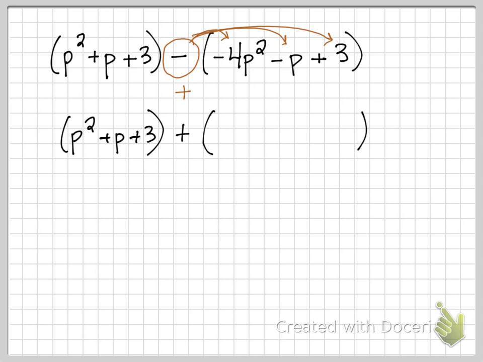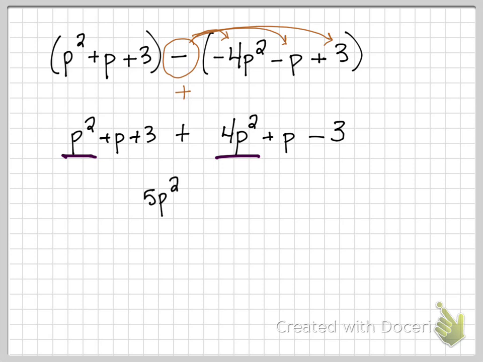And then we distribute. So negative times a negative becomes positive 4p squared. Negative times a negative becomes positive p. Negative times a positive becomes negative 3. And now we just have addition. So we can remove the parentheses and combine like terms. 4p squared plus p squared is 5p squared. And then p plus p is 2p.